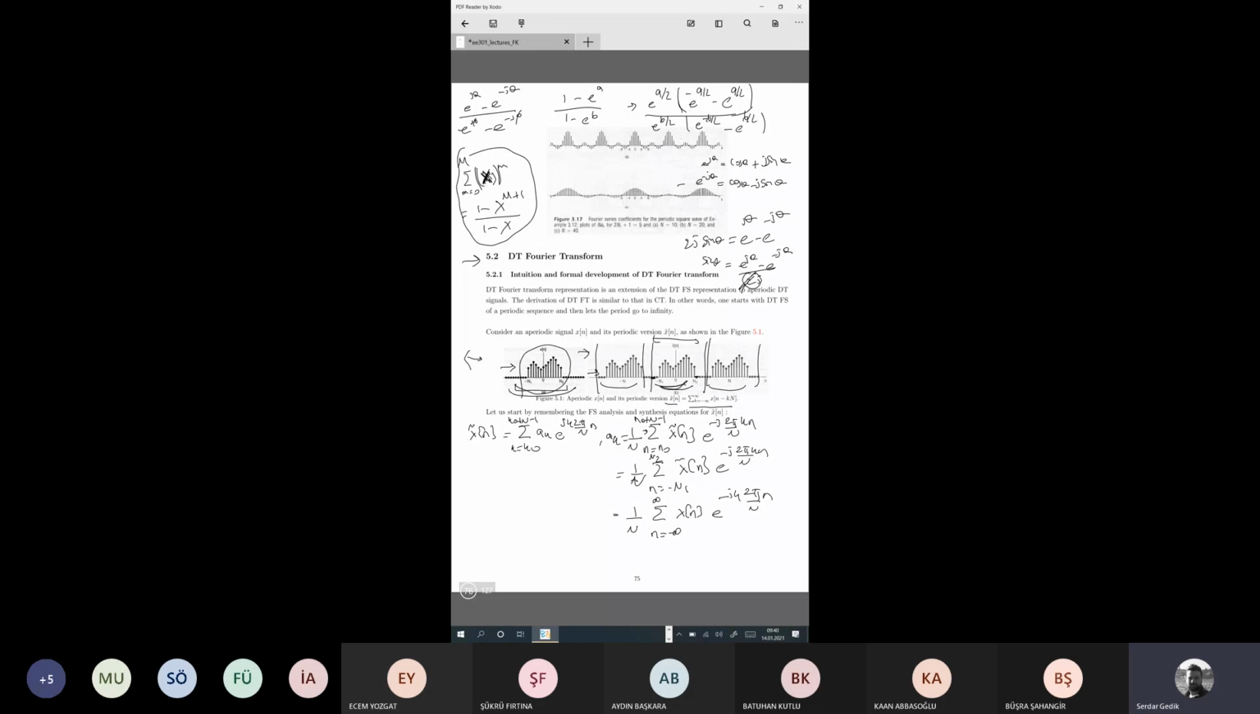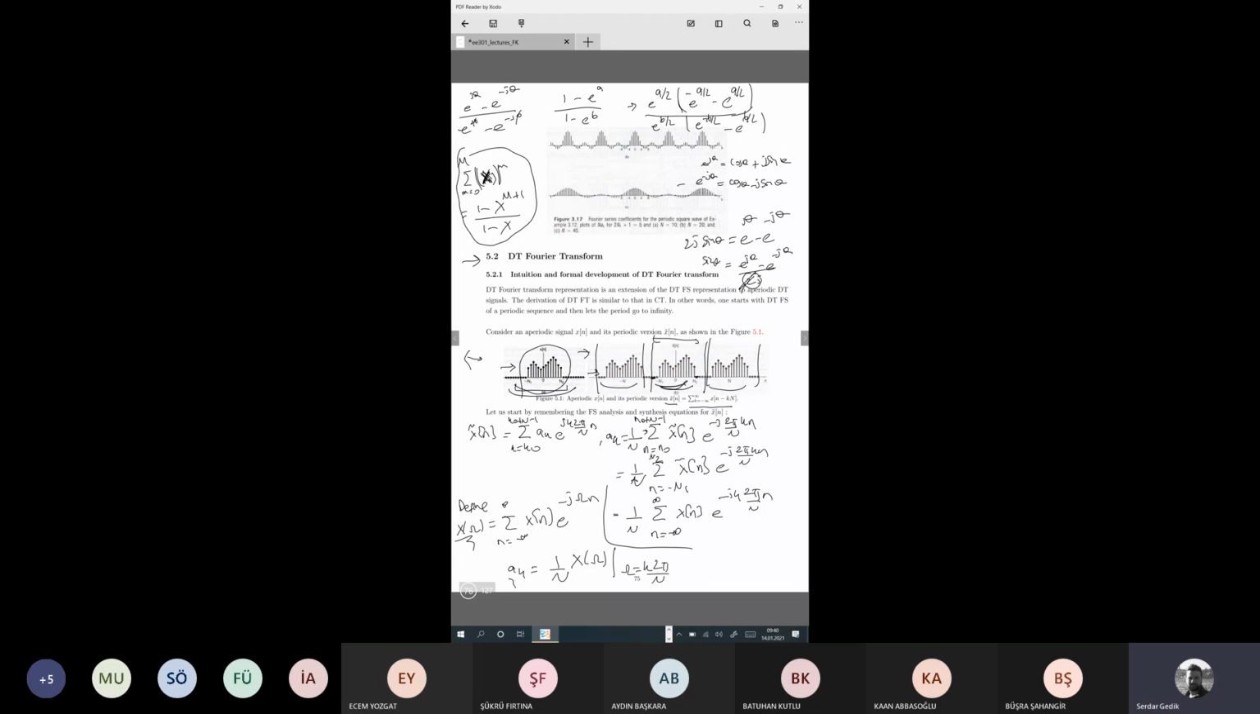So then I define this. Let me define X of omega as summation n from minus infinity to plus infinity x of n e to the power minus j omega n. And if I define this, then a k is nothing but 1 over N X of omega evaluated at omega equals k 2 pi over N. So I have defined this X of omega, and based on this X of omega, I can simply define a k as follows.